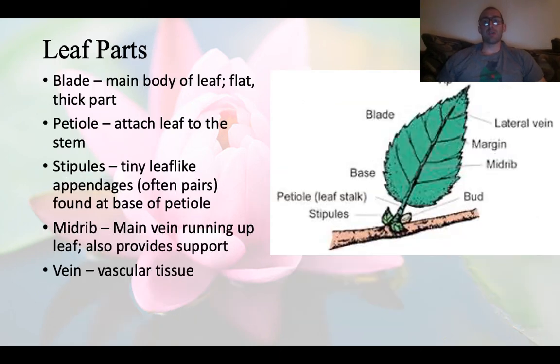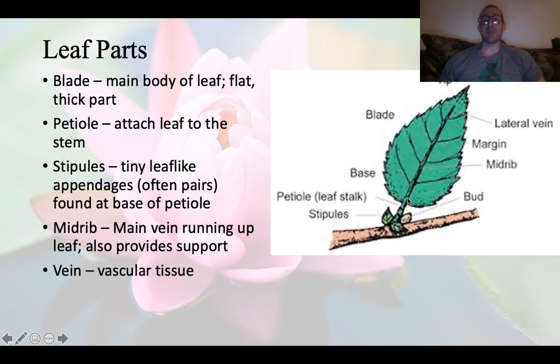Now, if we're looking at classifying more leaf parts, some of the terms that you'll see is the leaf blade. That's the main body of the leaf that you see here. There is something called the petiole, which is the leaf stalk. It is essentially a stem that is going to connect the blade of the leaf to the proper stem. Not all leaves have petioles, as we'll see in a little bit. There are stipules, which are little leaf-like appendages found at the base of a petiole.